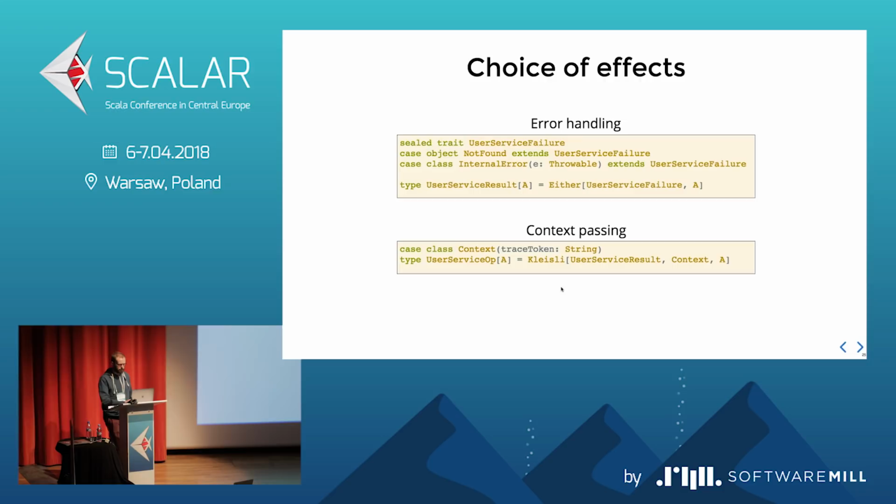So that means that our overall effect, our monad, ends up as a Kleisli or ReaderT of context to UserServiceResult of A. I mean, this is just an example. This doesn't apply to everyone's code, I'm sure, but this is a kind of pattern I tend to end up using quite a lot when I'm building web API-driven services.